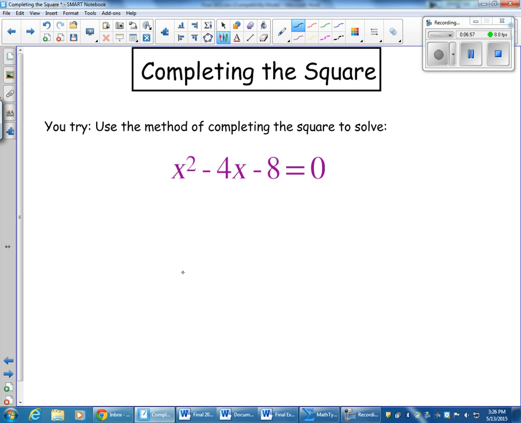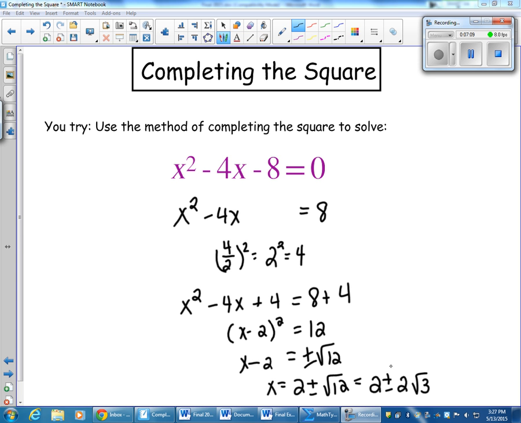Pause the video. And try the method, use the steps that you wrote down on the previous page. Try it and see if you come out with the answer. Your final answer is 2 plus or minus 2 square roots of 3. Don't forget, like square root of 12, that you finish, or you reduce it to simplest radical form, so you have to break that down to 2 square roots of 3.